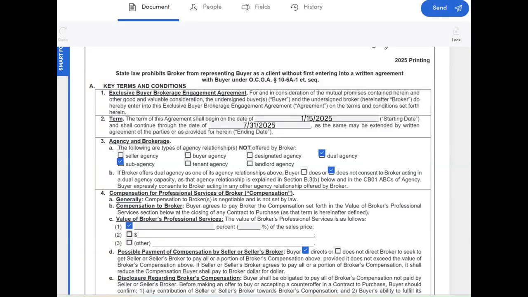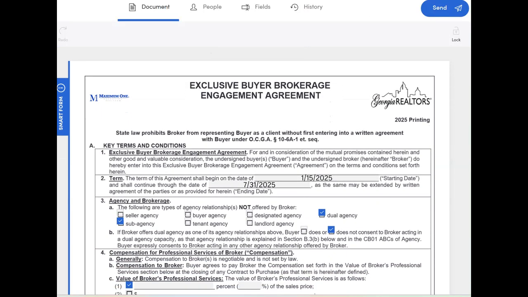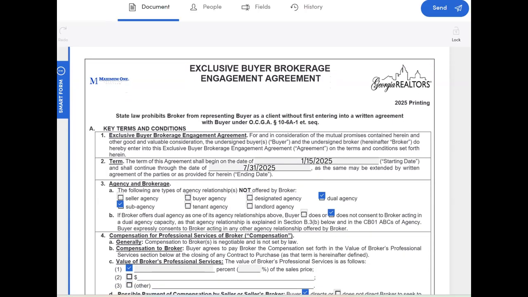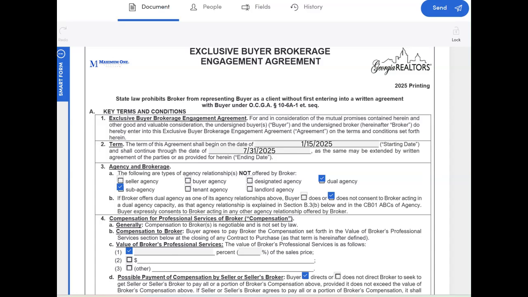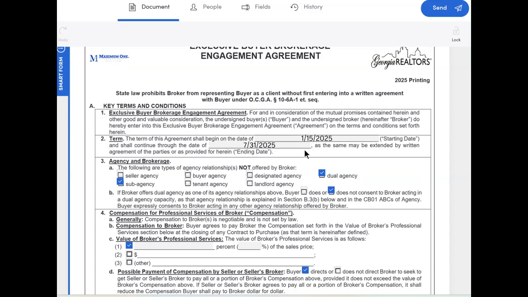All right, hi there. Today we're going to go ahead and talk about how to fill out a buyer brokerage agreement, an F110, as well as how I present it to the buyers. So for instance here, I am going to go ahead and go to the F110, the exclusive buyer brokerage engagement agreement, and I'm going to select the date.